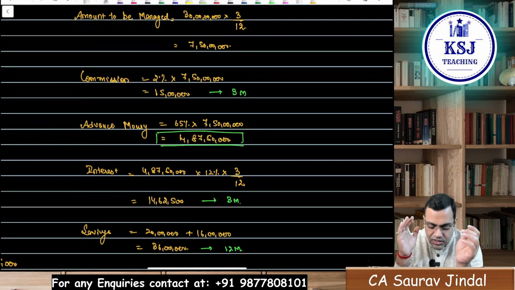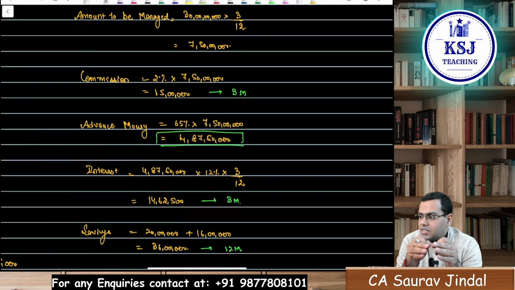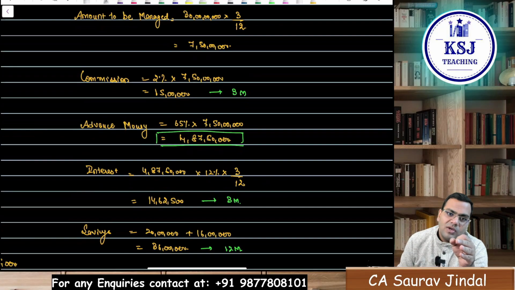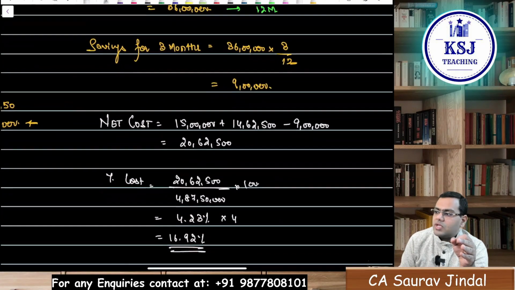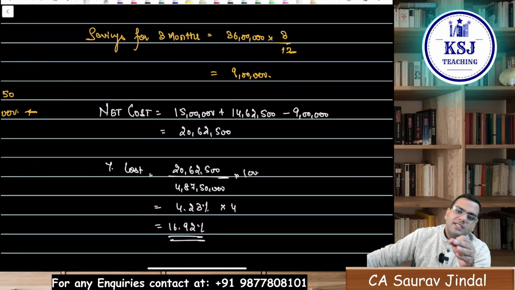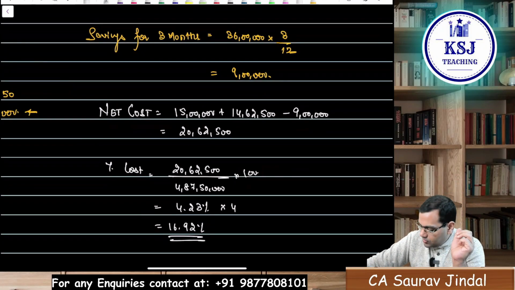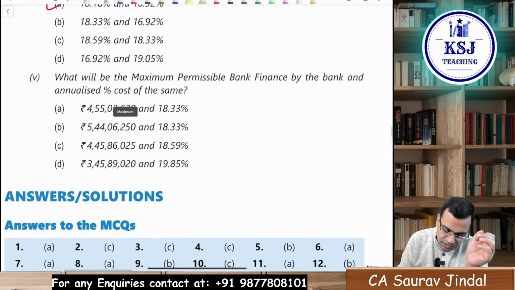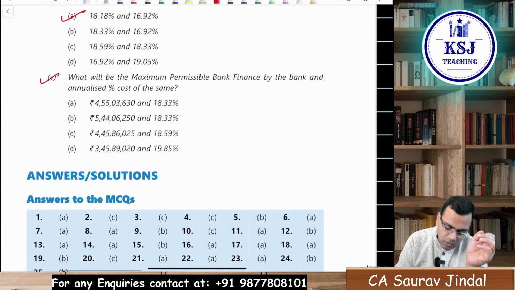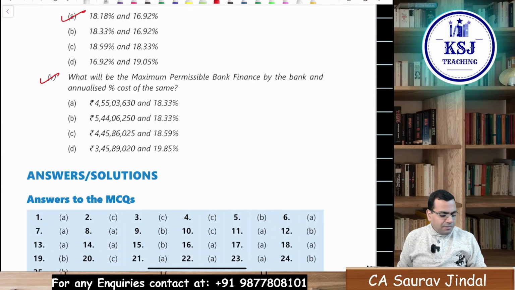Amount to be managed, commission, advance, interest, savings, and then we calculate what is the net cost that you have to bear to get this money of 4 crore 87 lakh 50,000 in advance. I hope this is absolutely clear now, right? No doubts should be there. So I have given you both the solutions. Now, last part of the question. What will be the maximum permissible bank finance by the bank and the annualized percentage?